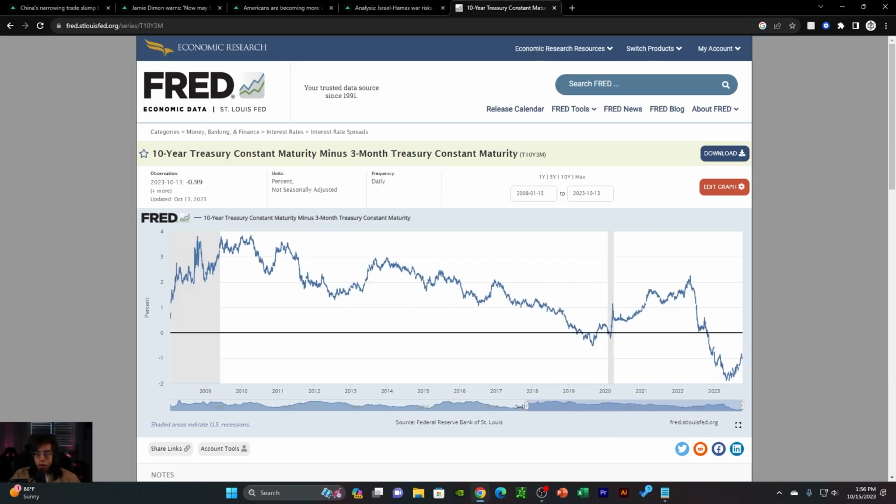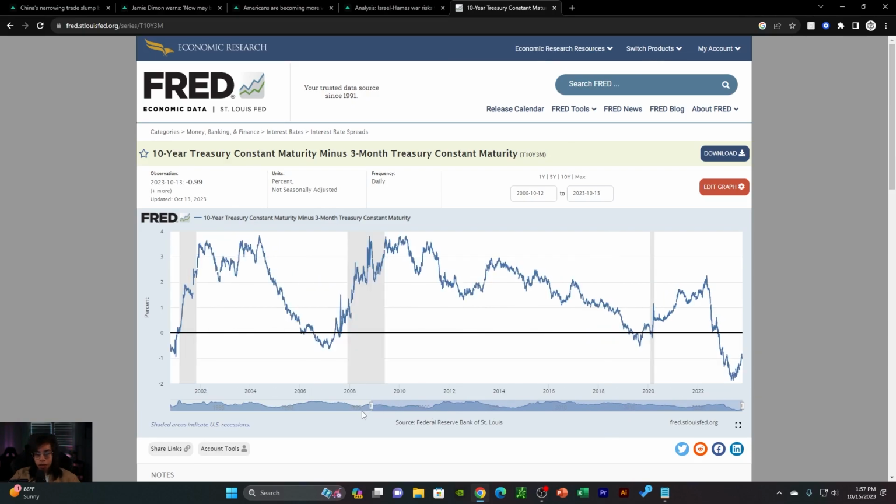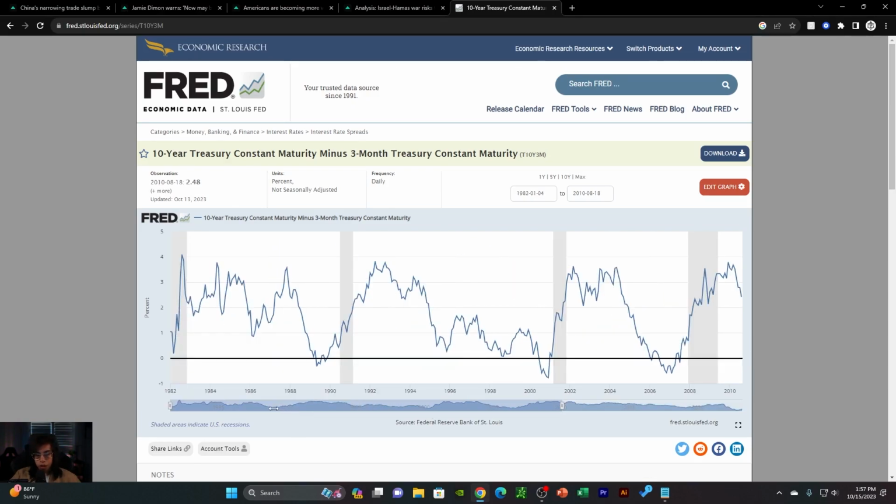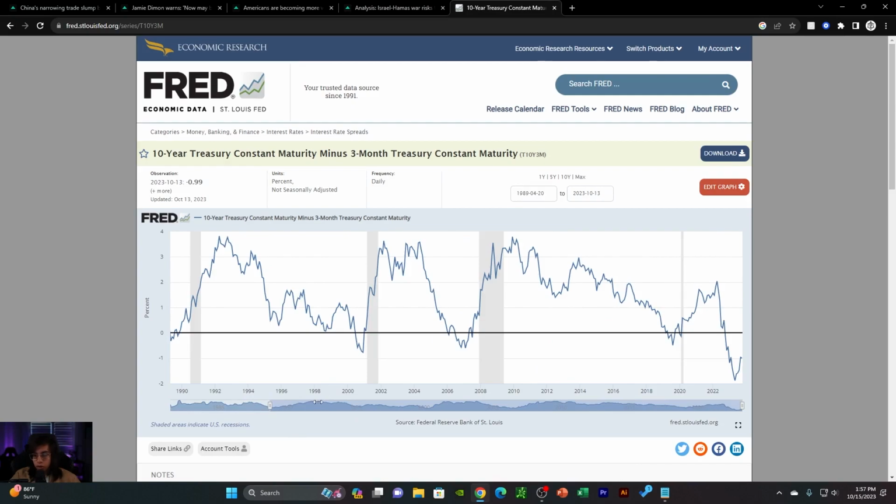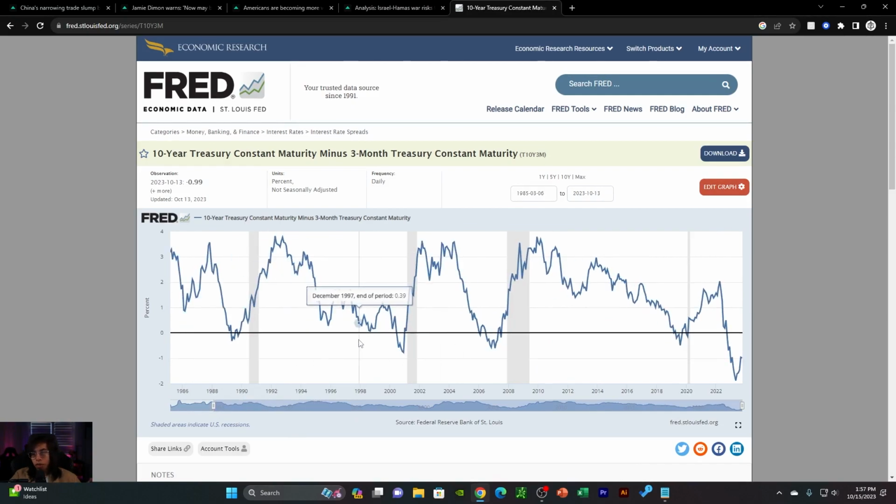If we look back in history, let's go back to like the 80s or something. Let's go all the way back, right over. All right, let's keep going back. Okay, right over here. So you can see, how many times has there been a yield curve inversion? Well, there's been 1, 2, 3, 4, 5, and there's been 6.